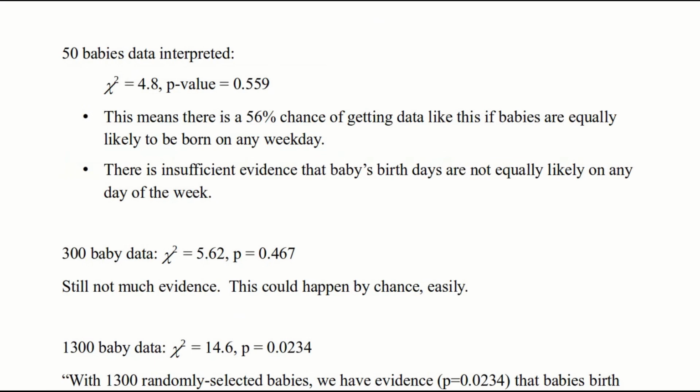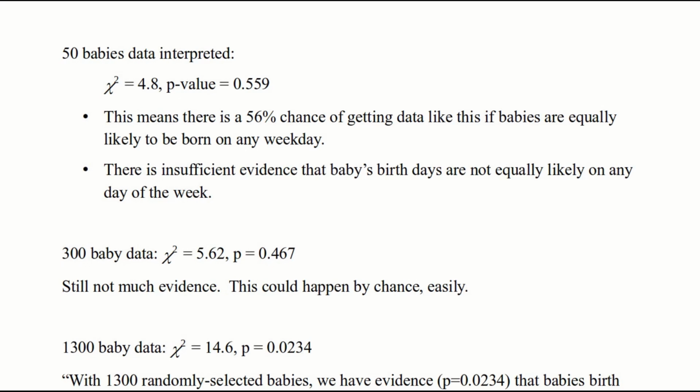With our sample size of 50 babies, we got a chi-squared of 4.8 and a p-value of about 55.9%. Now, that p-value means that there's about a 56% chance of getting data just like we did for those 50 babies, if the birthdays were equally likely on each of the weekdays. So in this first case with 50 babies, we'd say that there is insufficient evidence that the babies' birthdays are not equally likely on any day of the week.